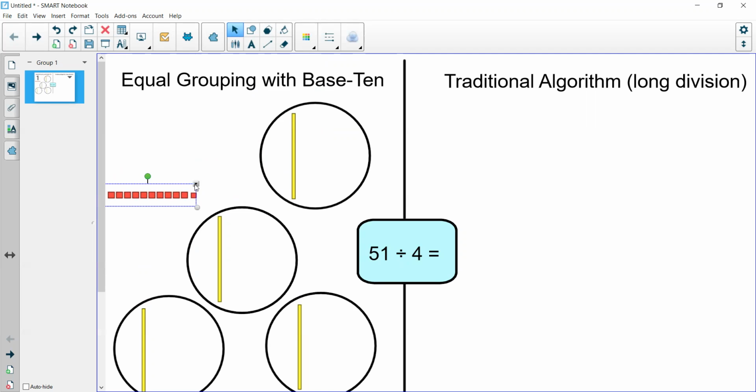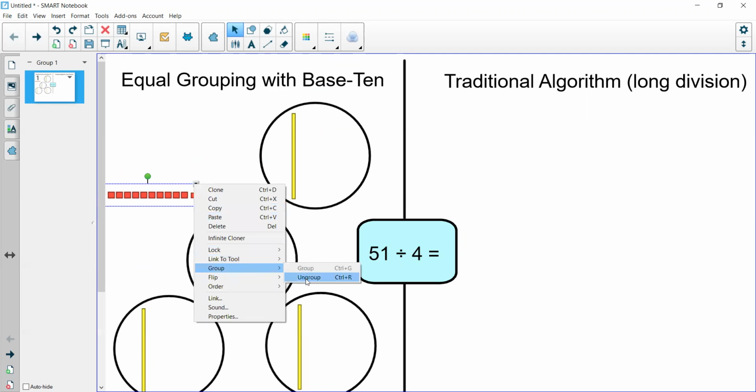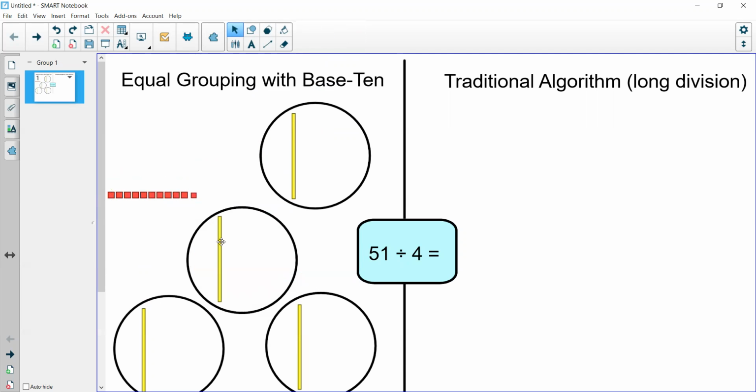I'm going to take these 11 ones and divide them equally into the 4 groups. So once again, I'm going to put 1 in every group and I'm going to keep doing this until I can't anymore. So every group now has 2 ones. I'm left with 3 ones.